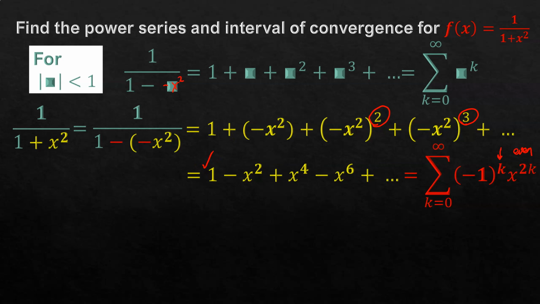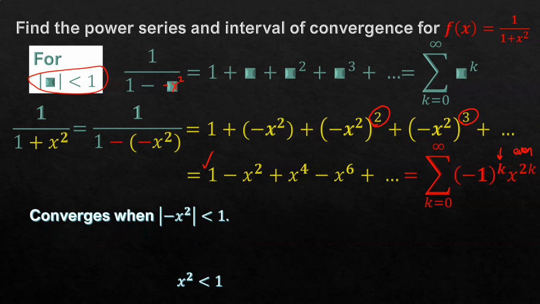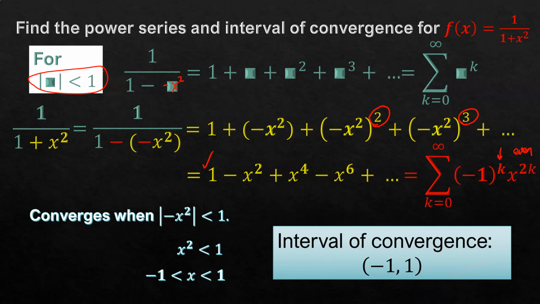All right. So radius or interval of convergence is what we're going to go ahead and look at. The absolute value of our blank needs to be less than 1. So the absolute value of negative x squared will be less than 1, meaning x squared is less than 1, and x is going to be in between negative 1 and 1.